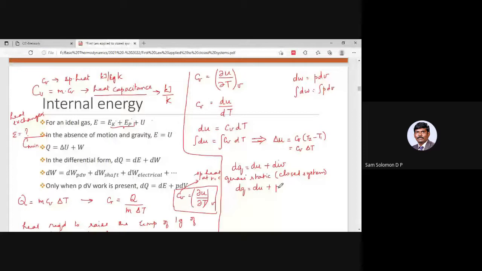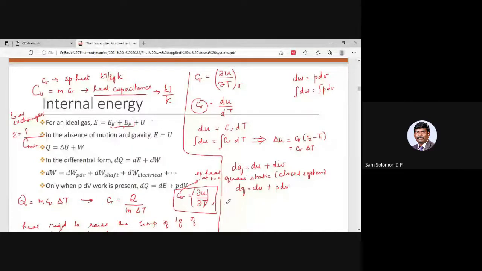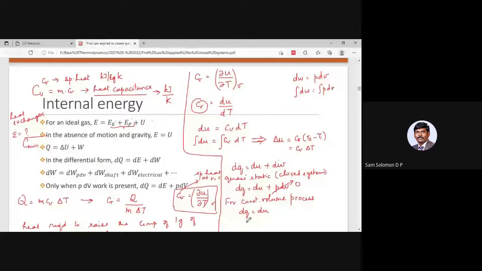Remember, now we are talking about specific heat at constant volume. So for a constant volume process, this term will vanish because dv will be 0. Okay, then what you will have is simply dq is equal to du, and this du is nothing but Cv times dt.